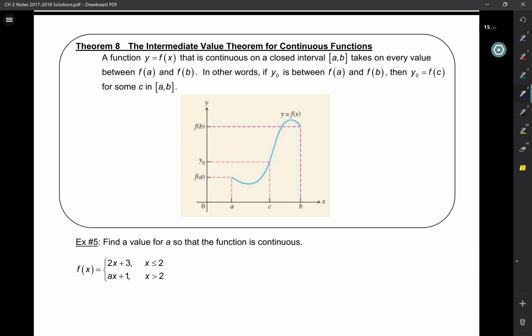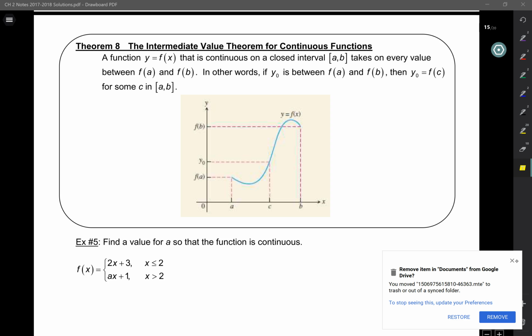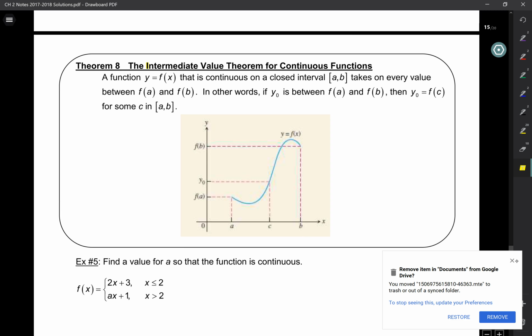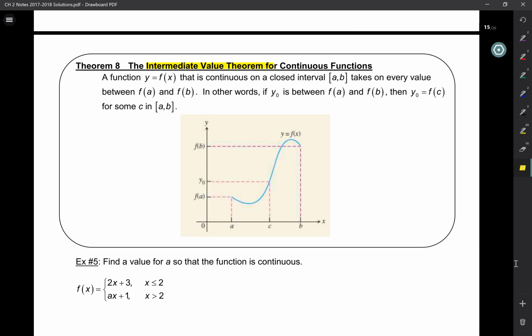So this one, you have to know by name. Like, you have to be on a first name basis with this theorem. That's how well we have to know this theorem. This is called the intermediate value theorem for continuous functions. It's IVT. We do refer to it as IVT. Okay, so this is the intermediate value theorem.